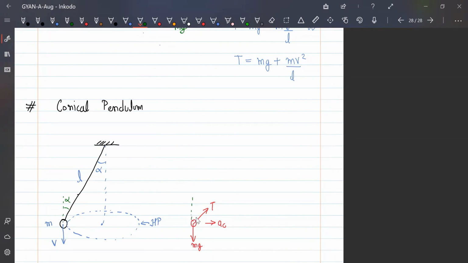So this angle becomes alpha. I can take two components of the forces. This will be T sine alpha. This will be T cos alpha. इस डायरेक्शन में कोई भी मोशन नहीं होगा, जो भी मोशन होगा वो इस डायरेक्शन में. So find the centripetal acceleration, find the tension. Find tension, find centripetal acceleration, find tangential acceleration.